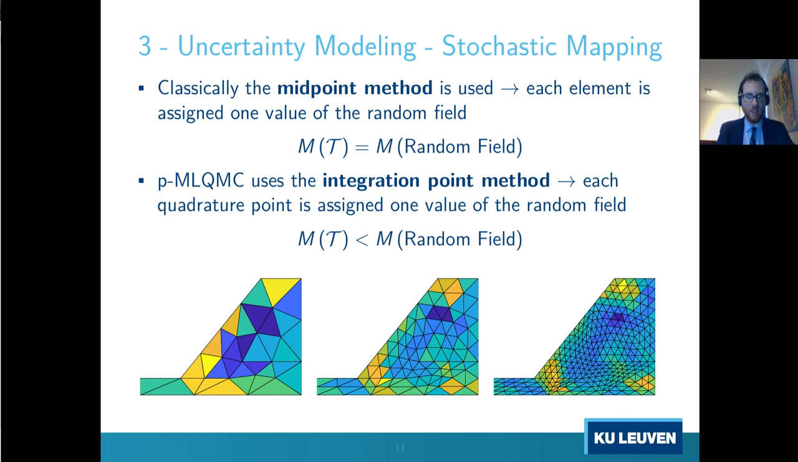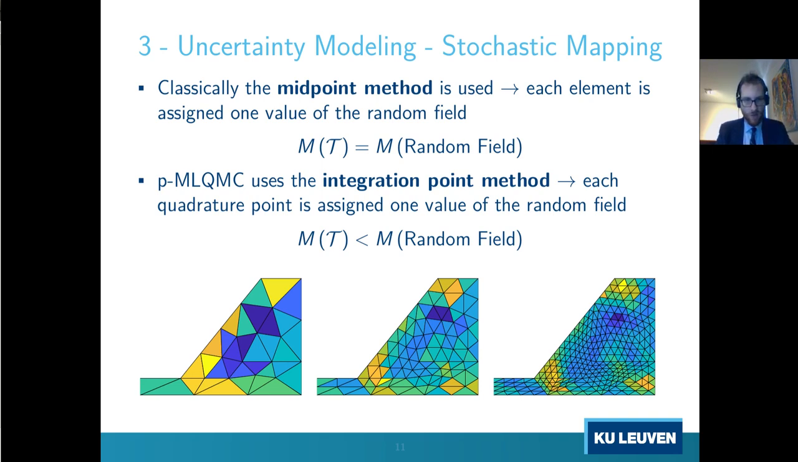p-MLQMC makes use of the integration point method. So for each quadrature point, as you remember from what I talked about before, the element stiffness matrix is an integral which is integrated numerically by means of Gaussian quadrature. So each quadrature point is assigned one value of the random field. So the resolution of your random field is bigger than the resolution of your mesh. You have more discrete values of your random field than you have elements.